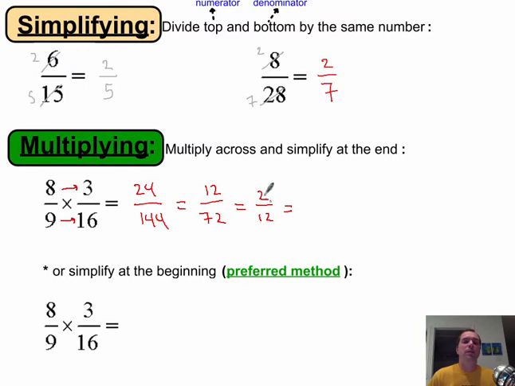And now this one is easy. I can divide both by 2, and it's 1 over 6. And we get this answer, 1 over 6. Now, you may have realized that you could divide both of them by 24 and jump right over.